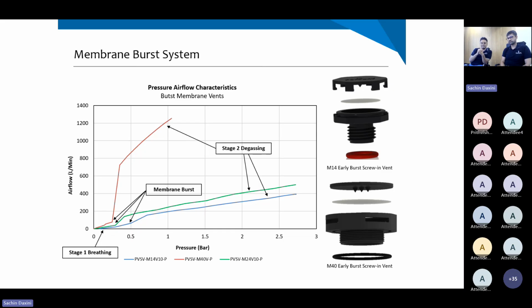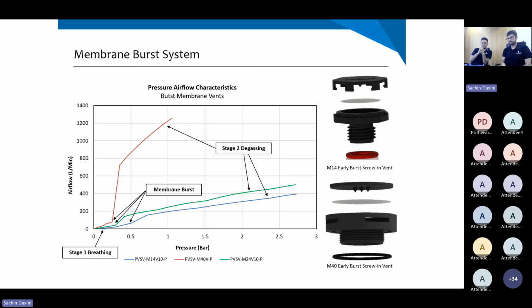So when there is a membrane burst, there is a steep rise in airflow, and that steep rise in airflow can be seen on the graph, with this steep rise in the airflow curve. So at that point, the membrane undergoes burst. And after membrane burst, the airflow continues to increase, right?